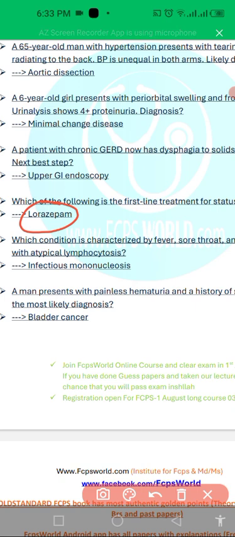Another one: which condition is characterized by fever, sore throat, and atypical lymphocytosis? The diagnosis is infectious mononucleosis. The heterophile antibody test is the diagnostic choice for infectious mononucleosis.